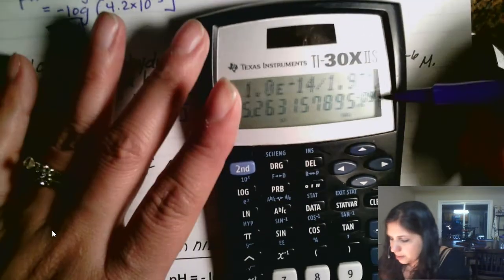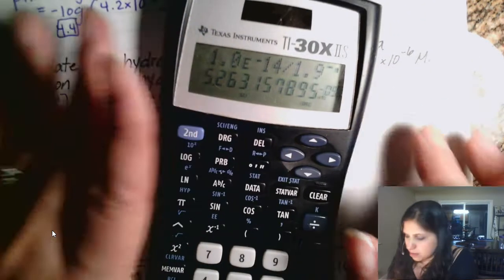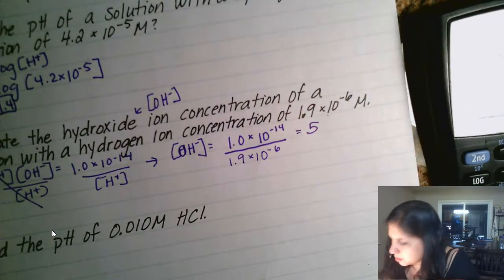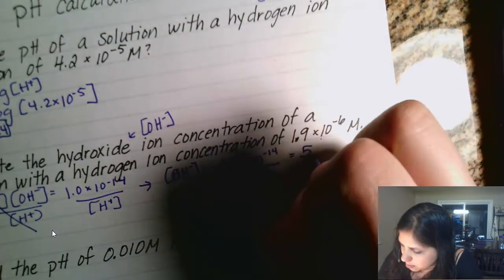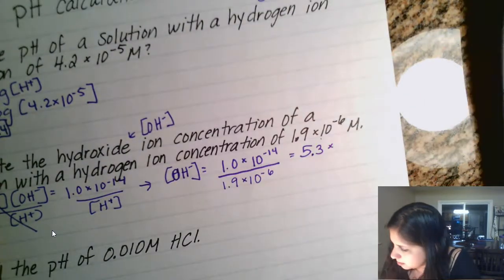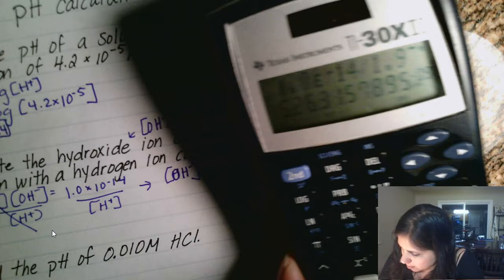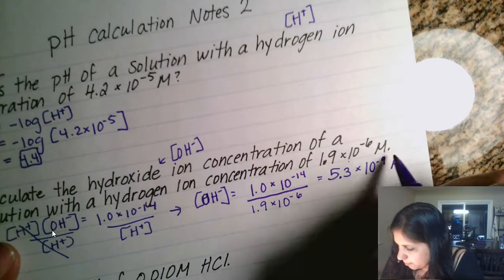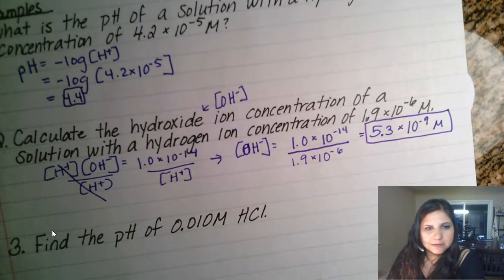Don't forget this part right here. If you leave that out, you'll get that completely wrong. Well, we want two significant figures, so that's going to be 5.3 times 10 to the negative 9. And then really that's the molarity of that. So we're going to put M. And that's my answer for that one.